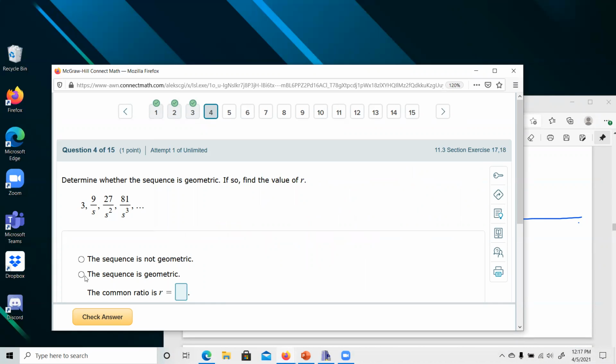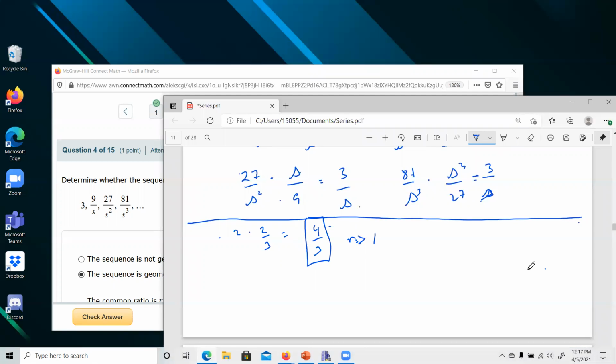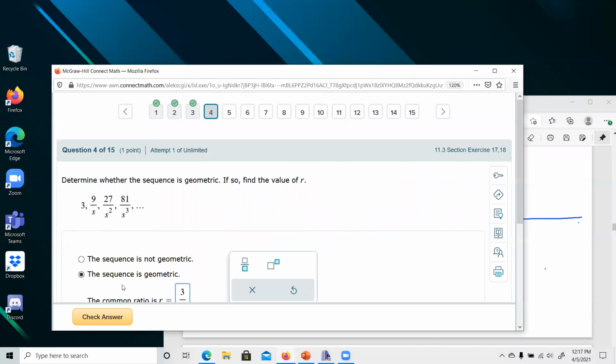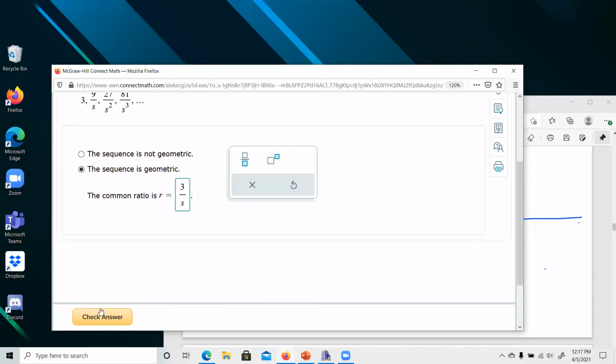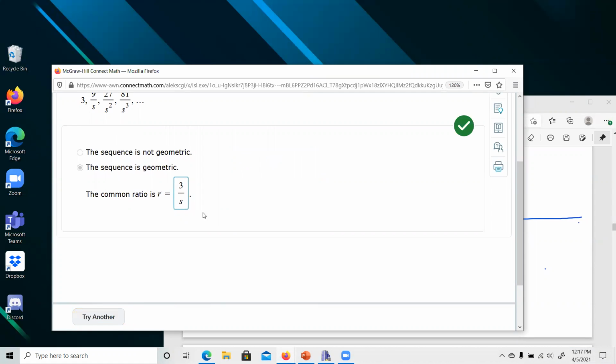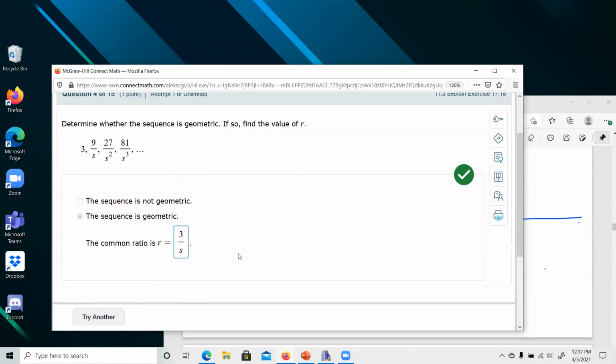So yes, this is geometric, and our R was 3 over s, I believe. Yes, 3 over s. So I could definitely see that being a problem where the next step would be choose s so that the system diverges or converges, and to work through it that way.